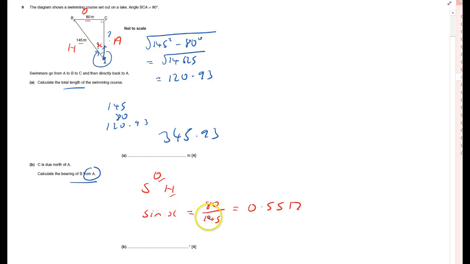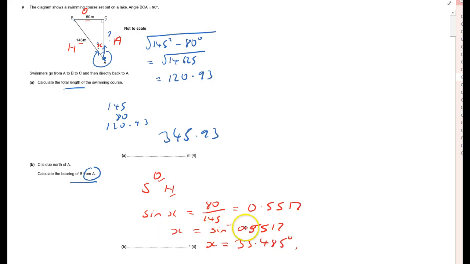We didn't know what sine x was. We want to know what x was, so I need to get rid of the sine. So sine to the minus 1 of both sides, and that will give me x equals 33.485 degrees. I don't need that accurately.